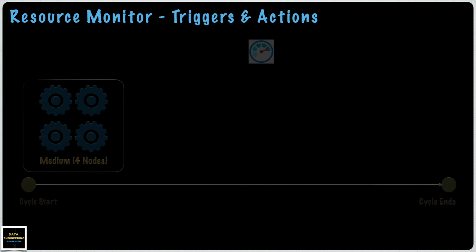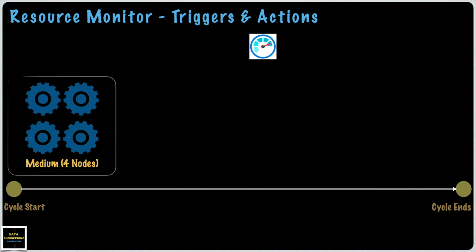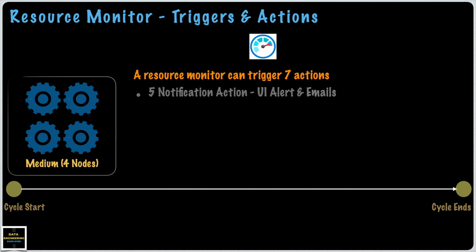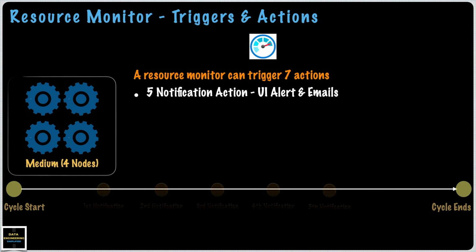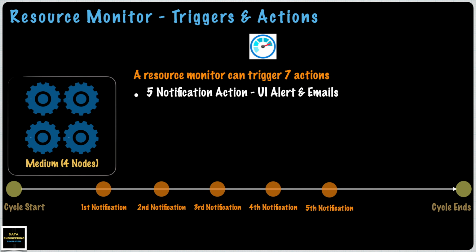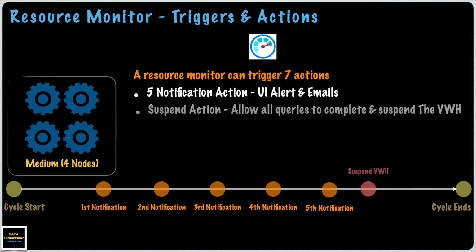When we create a resource monitor object in Snowflake, be it account level or warehouse level, we can specify a total of 7 trigger points and associate an action with each of these trigger points. We can trigger a maximum of 5 notifications as action, and these notifications will be triggered based on the percentage of credit used by the virtual warehouse. One suspend action can be triggered where the virtual warehouse will be suspended without aborting any running queries, and the virtual warehouse will be stopped gracefully as soon as the percentage of credit usage crosses this limit. This includes web UI notification as well as email notification.